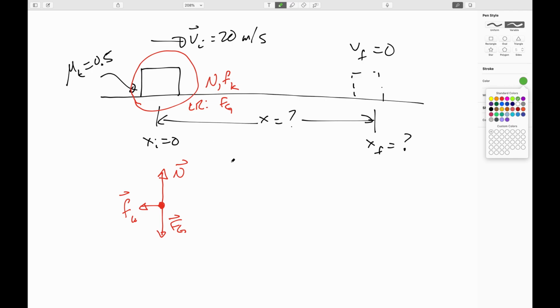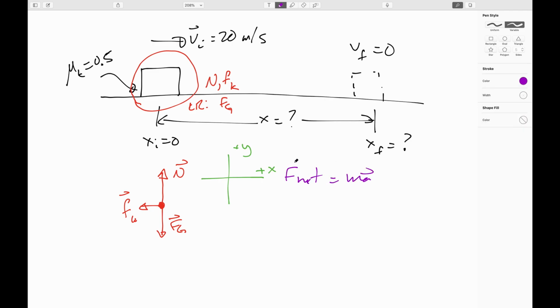So here we'll go ahead and say that this is the plus x direction, that's the plus y direction. And so we can go ahead and express Newton's second law here. So F net equals ma.